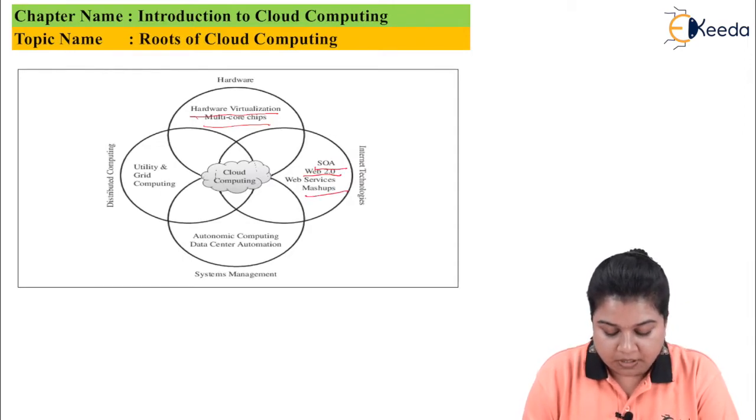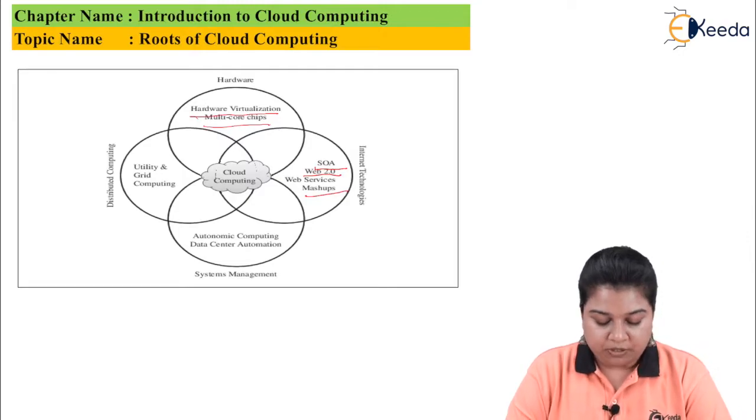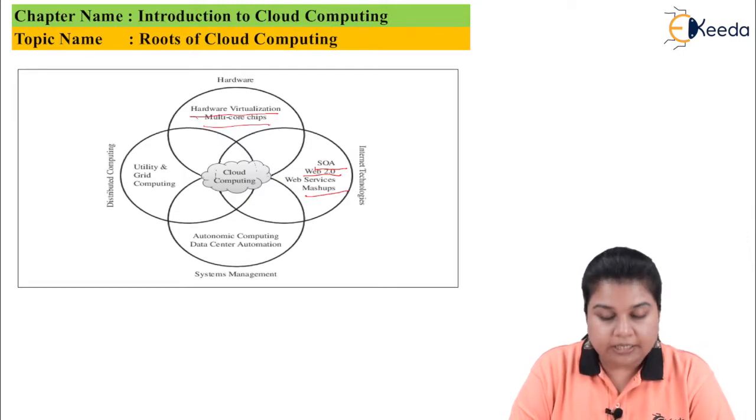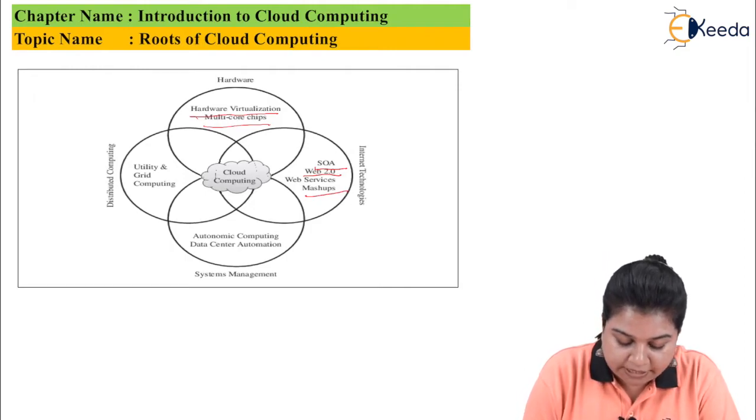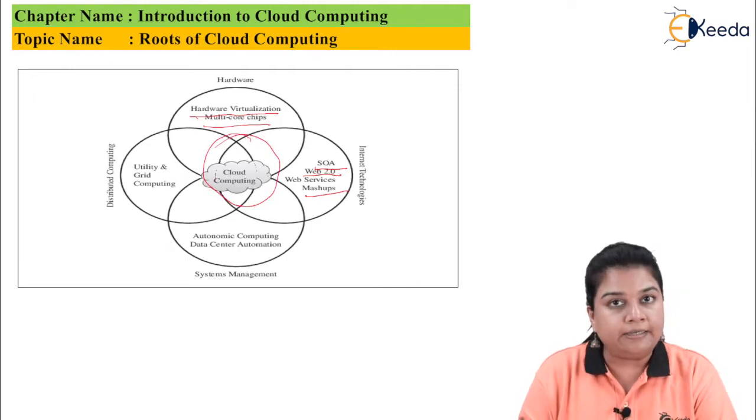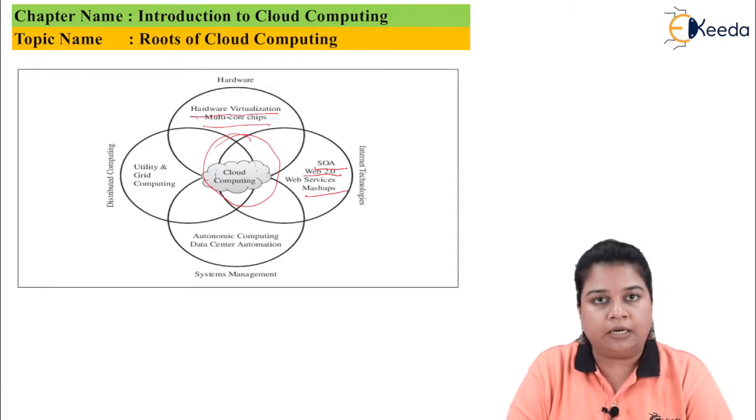Systems management has autonomic computing and data center automation. Distributed computing has utility and grid computing. These are the four circles we can figure out in that particular diagram. Now, when all these four sections intersect at a point, we get a technology known as cloud computing.